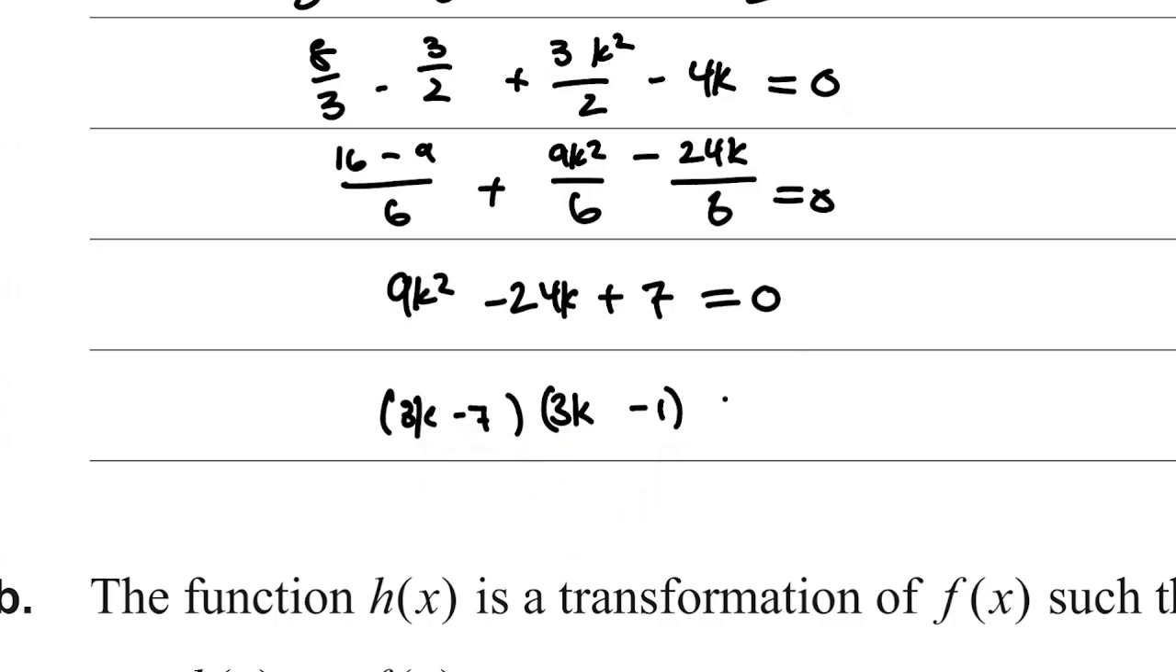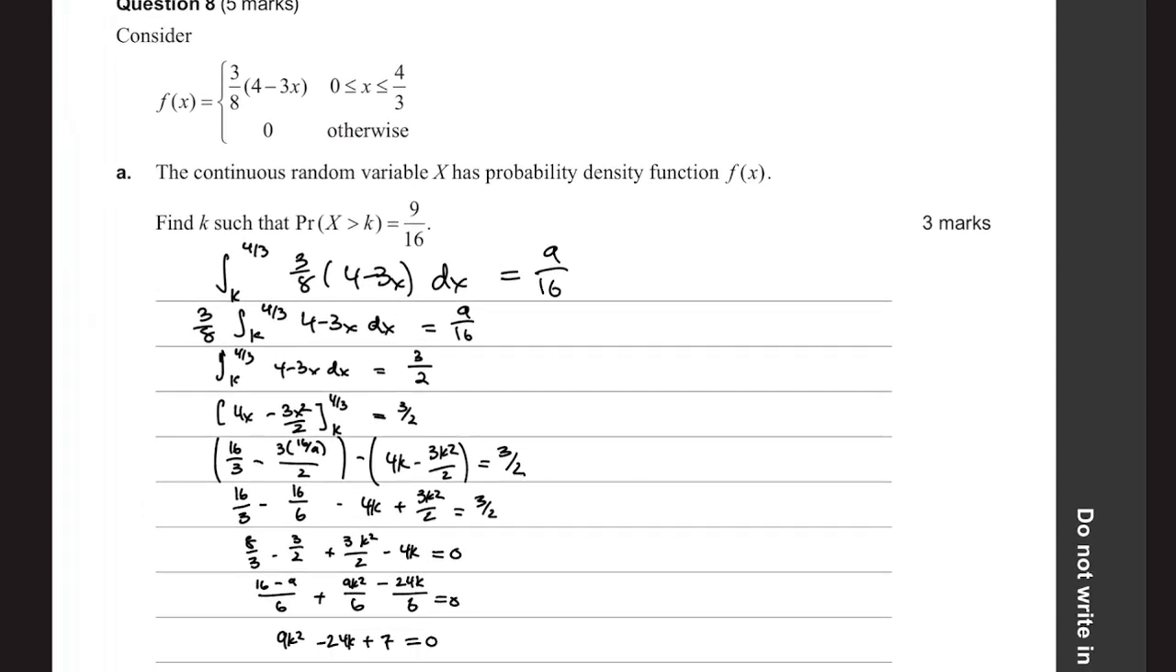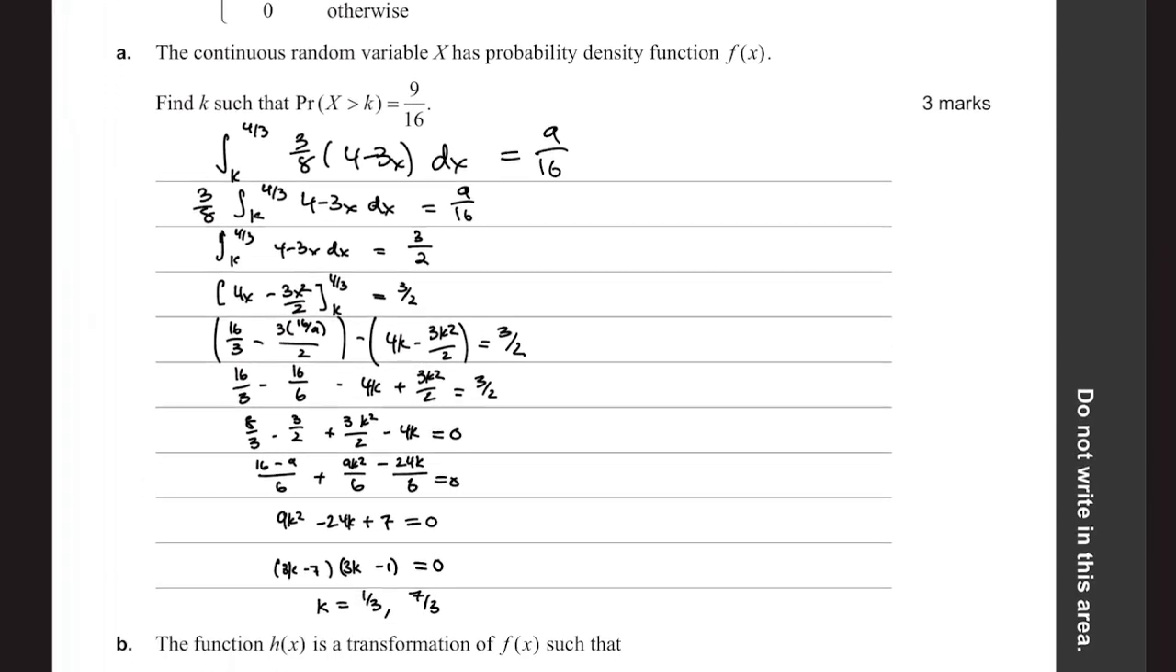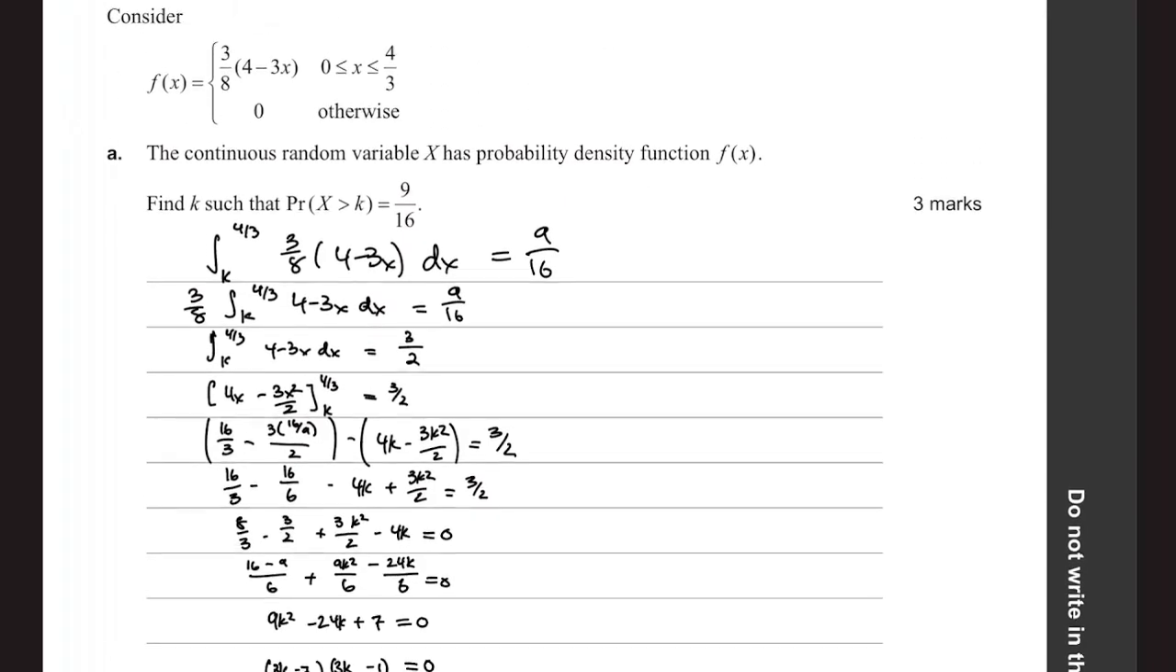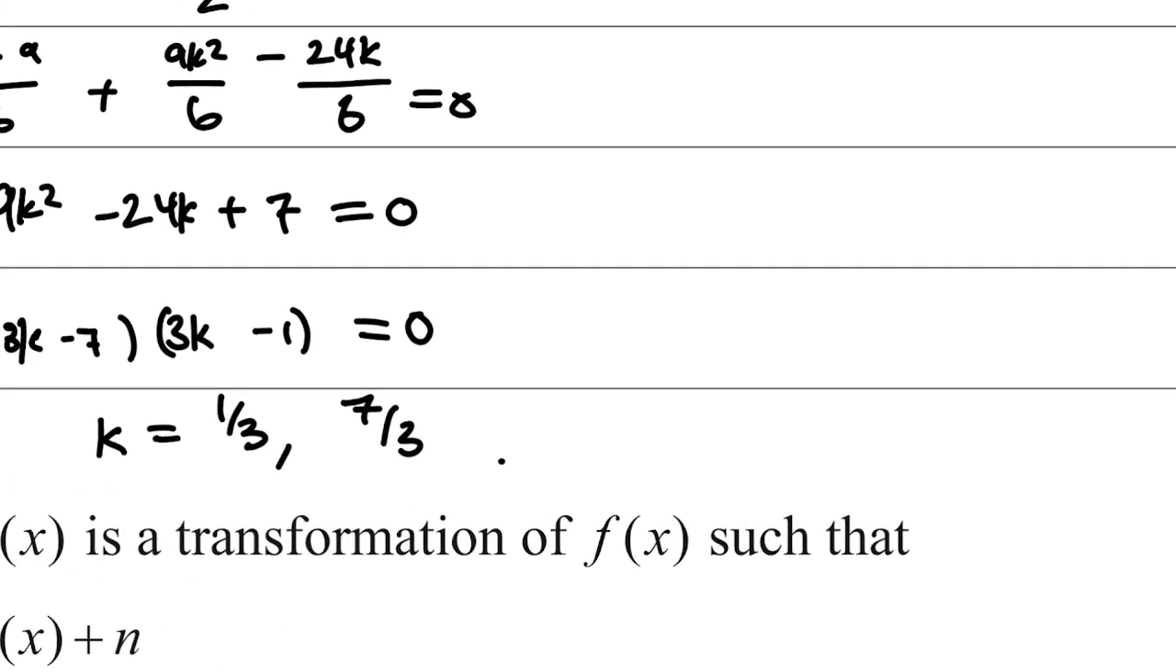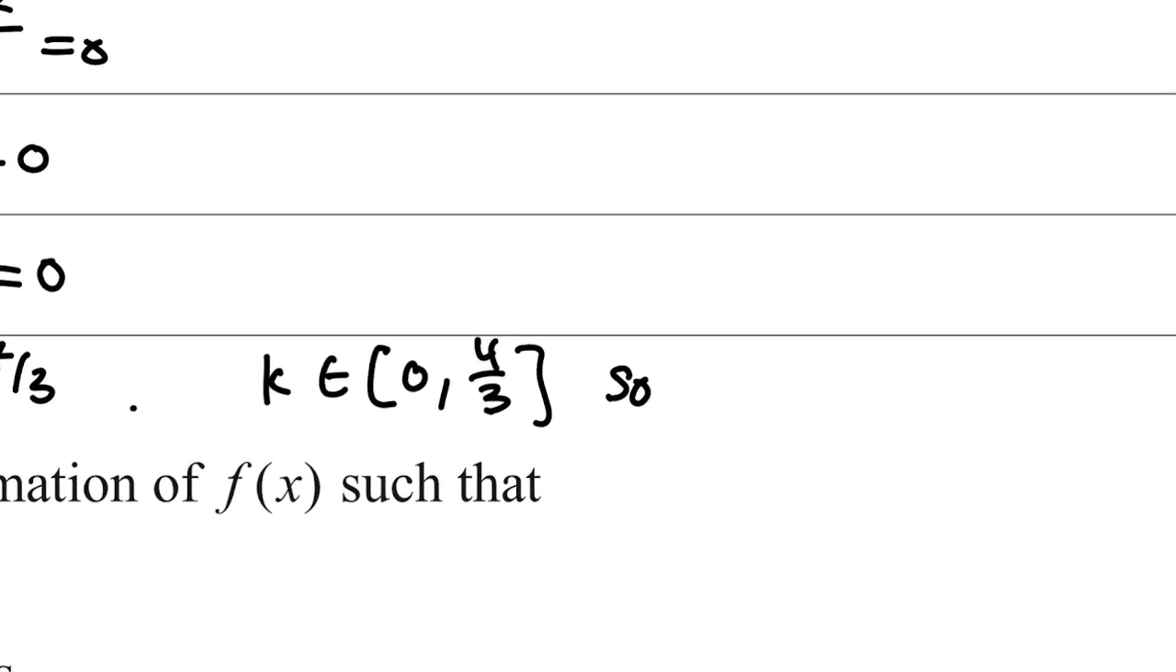Yep, perfect. So that means we're going to have 3k equals either a third, or k equals a third rather, or 7 on 3. Looking at our domain, x is between 0 and 4 on 3, so k's got to be a third. 7 on 3 is beyond our domain. I'll just say k is element of 0, 4 on 3. So k equals 1/3 only.